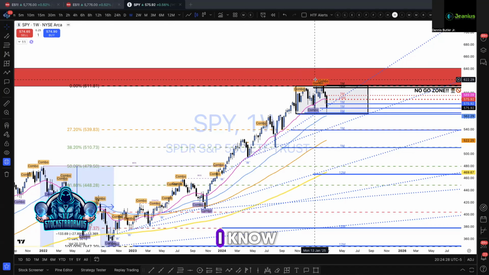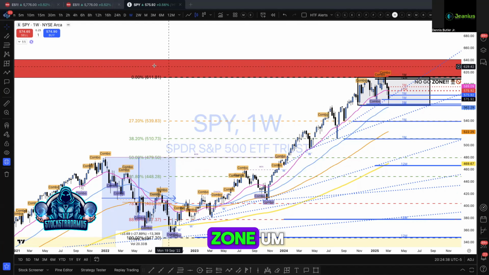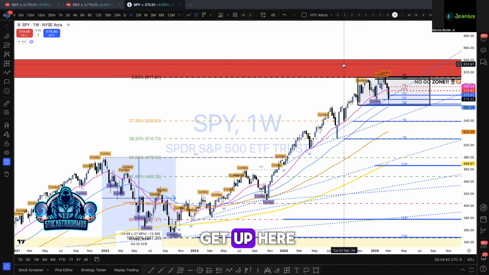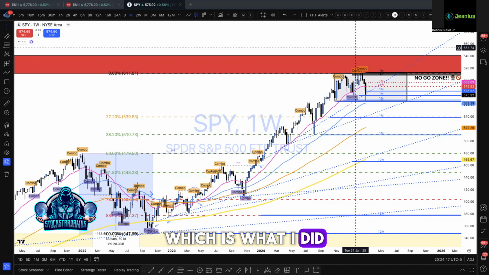So if I know that the market is supposed to run out of gas at this area, imagine if I was playing the market here and we had this pushback. I still would not have done anything, because the Fibonacci extension kill zones were up here. So I still would have anticipated it getting up here some more before I thought to actually start selling the market, which is what I did.